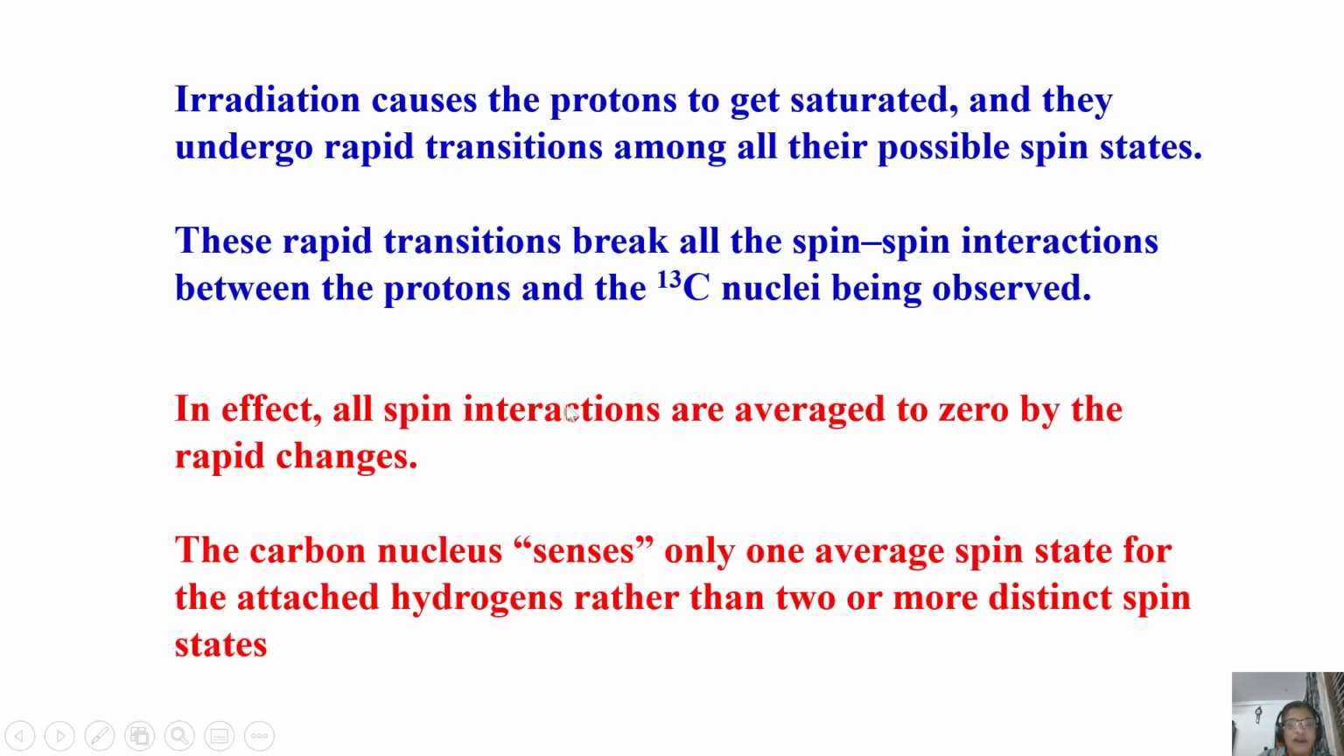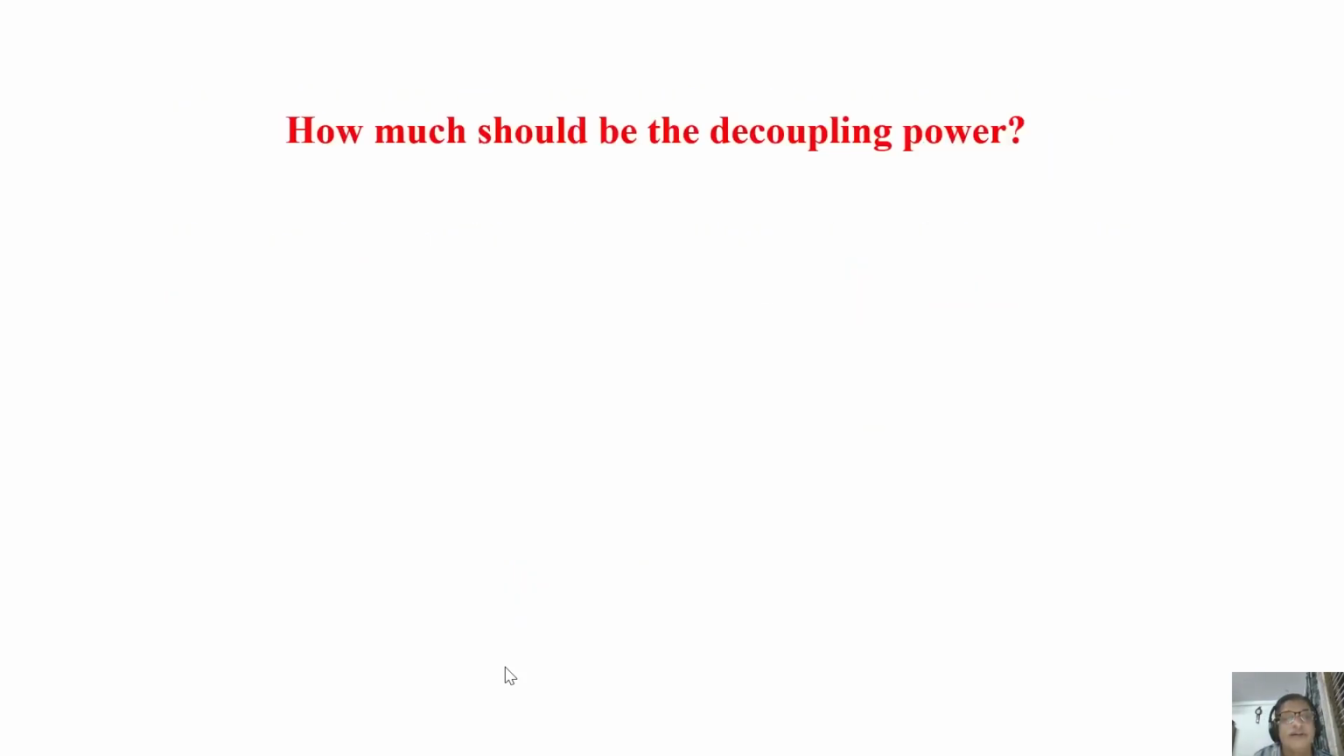All means between carbon and proton, because of this rapid change. Then the carbon nucleus senses only an average spin state for the attached hydrogens. That's what I said. It appears as if there is no degeneration of the energy state, and as a consequence, we don't see coupling at all. Each carbon does appear as a singlet.